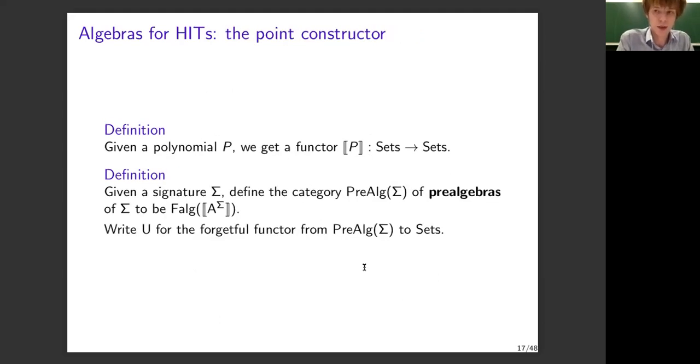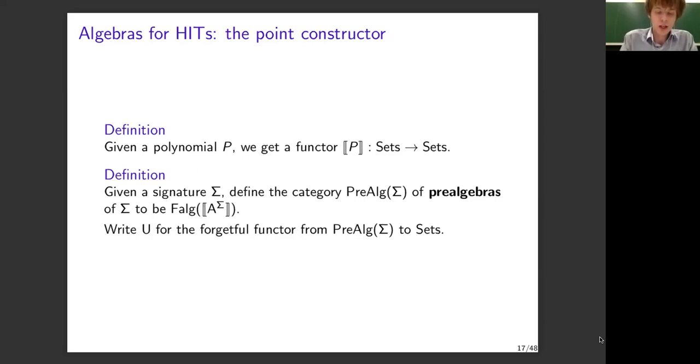Let us be briefly more precise. If you have a polynomial, we can interpret it as a functor like this on sets. So if we have a signature sigma, then we can define a category pre-al sigma, and the objects of that one are called pre-algebras of sigma. It is just a category of algebras on the interpretation of A sigma. I call these pre-algebras because they do not satisfy all introduction rules yet. They don't have all structures yet.